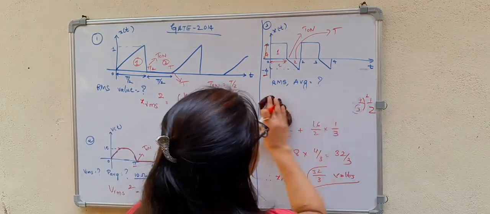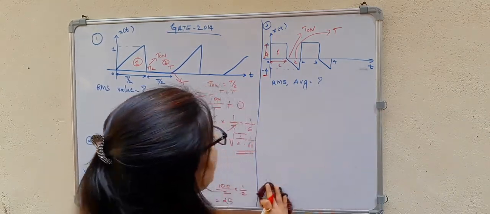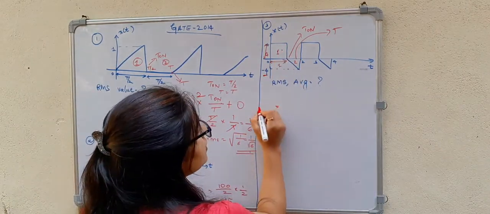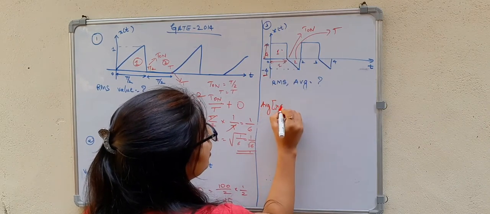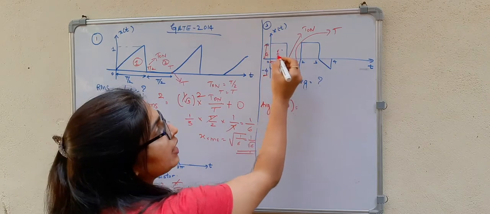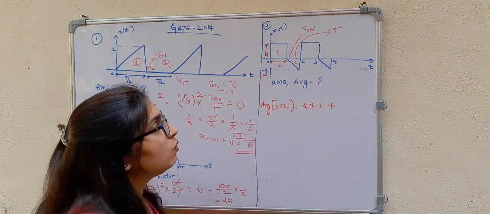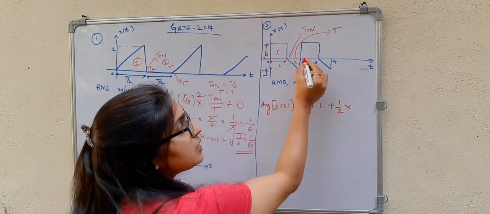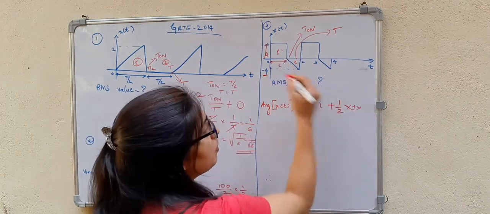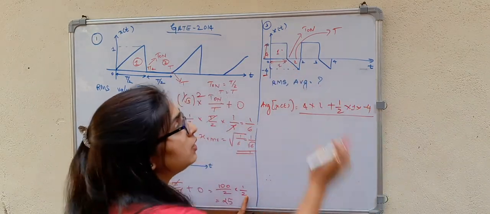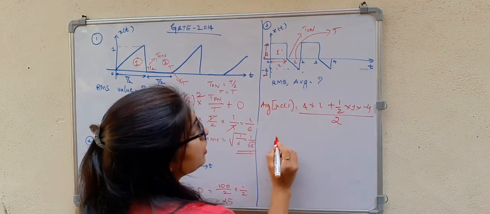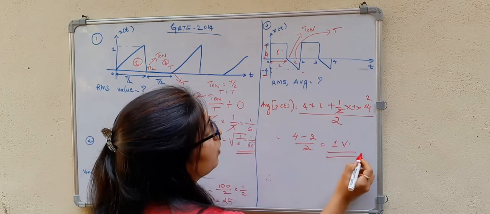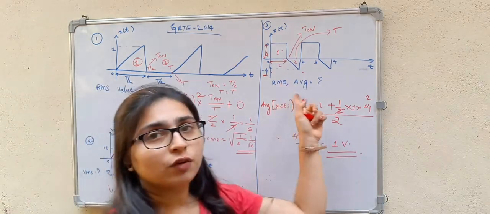Next, if we want to find the average value, we can consider the area of this plus area of this divided by the total duration. So what is the area of this? Average value of x of t is nothing but area, which is 4 into 1, plus the area of this triangle, half into base into height. Base is 1 to 2, that is 1. Height is minus 4. What is the total duration? It is 2, 0 to 2, right? So 4 minus 2 divided by 2, that is equal to 1 volt. So this is the average value of this waveform.